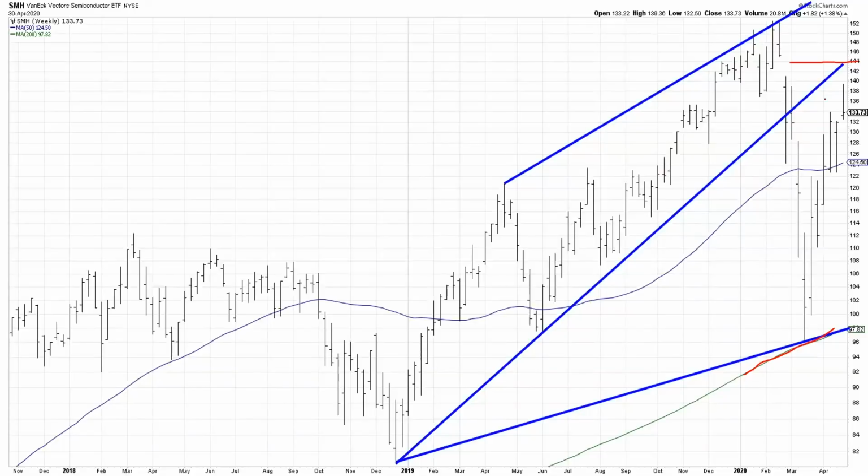And since we never got to it, basically what we can do is we can use the 50-week moving average right here at 124.50, or a break around 124.50, 124, and I'd say that's it for the rally in that as well.